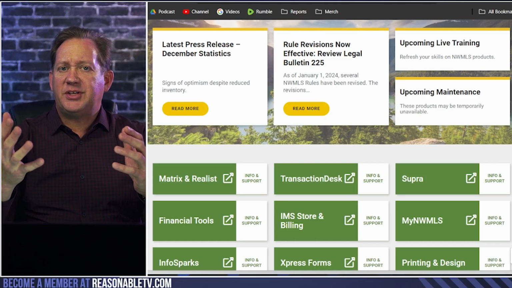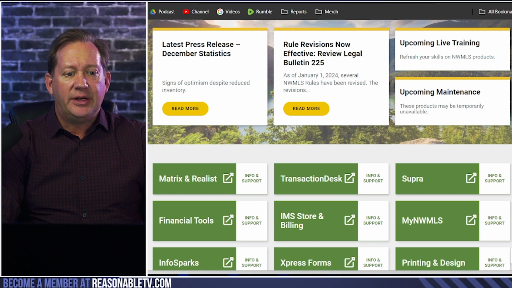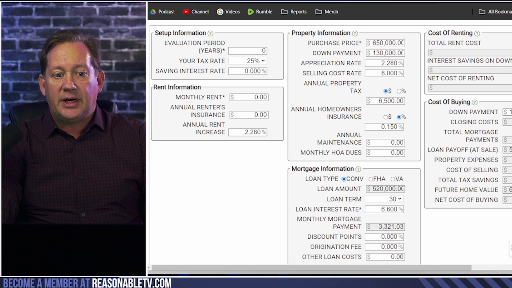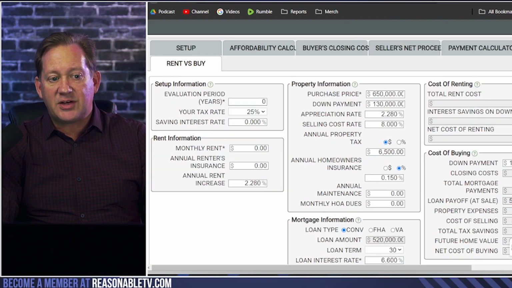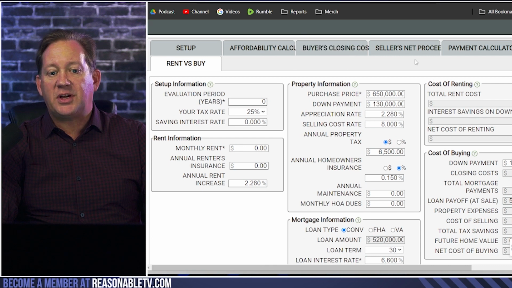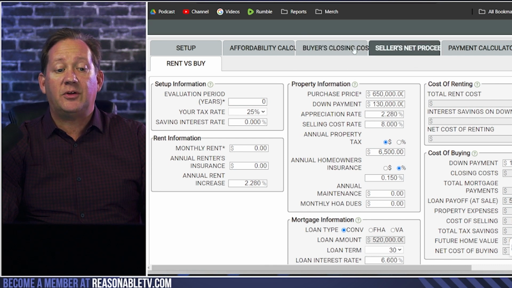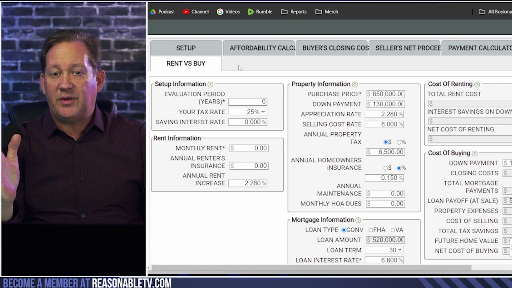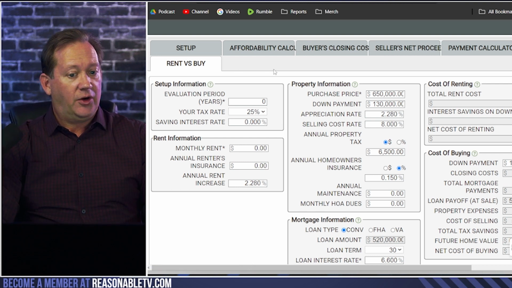Here we go. All right, so you're going to log into your home page in the MLS. Then you're going to click on financial tools. And then your financial tools are actually going to look like this. We have affordability calculator, buyer's closing costs, seller net proceeds, payment calculator, and rent versus buy. And I've covered all of these topics in other videos. So if you want to check out some of those, go for it.